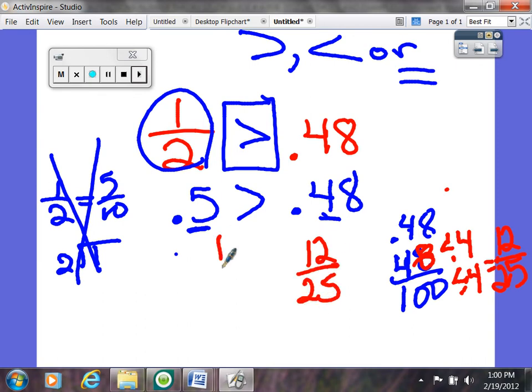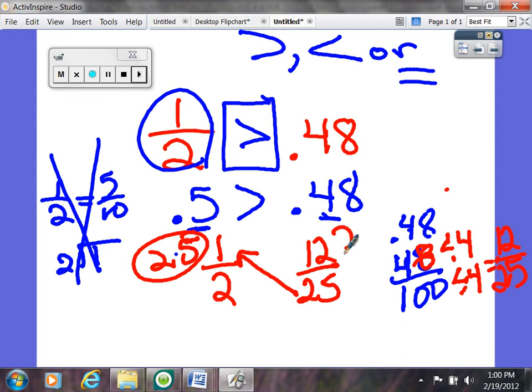Now I can compare it with that. And you say, well, how are you going to do that? Well, the students have been taught that they can do what's called a cross product. Multiply those two numbers together and they get 25. You put it right up here beside this numerator. This is 25 times 1, 25. 2 times 12, 24. Now you put that one beside this numerator. If 25 is greater than 24, if the product is greater, the fraction's greater.